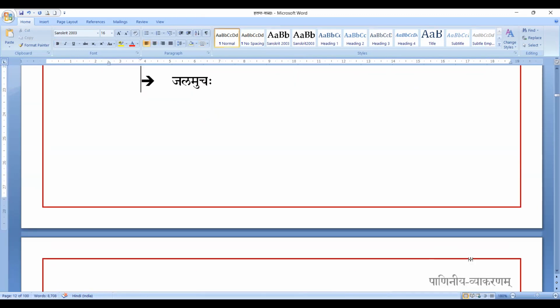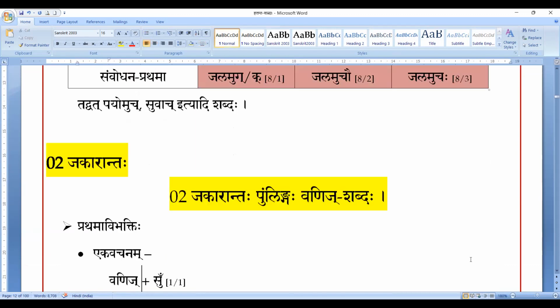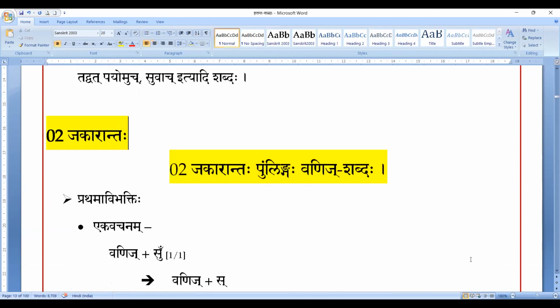We will try, Guruji. Similarly, Jakaranta Shabda also. If you do Chakaranta, then Jakara is also the same. Take Vanij Shabda. Vanij is Jakarantaha Pullinga. What is the meaning of Vanij? Business, Vanika, merchant. Vanij. So here what will happen? What are the rules applied?